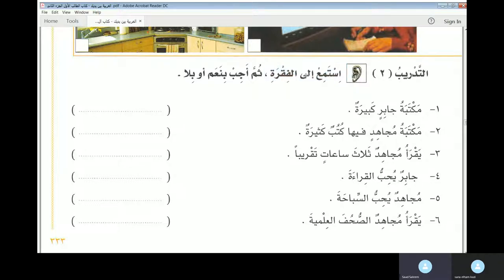Okay, now start answering. Jabir's library is big. Yes. So Jabir has a big library. Mujahid's library has many books. In Mujahid's library, there are many books. No.